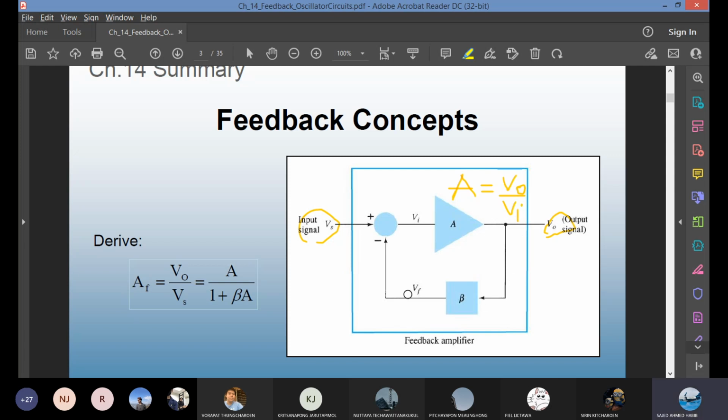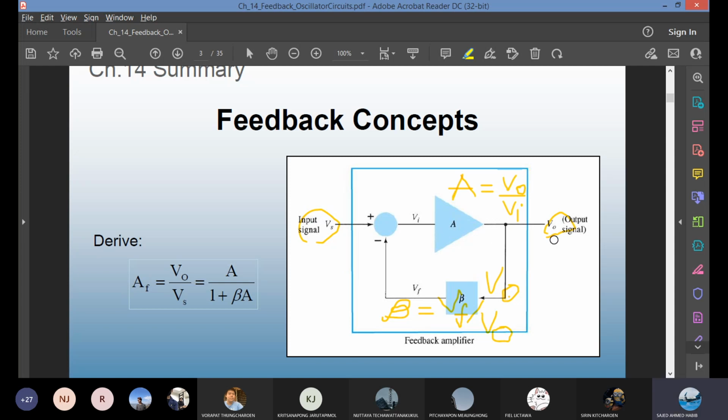V out goes here, Vf goes here, so beta is what? Vf over V out, because V out is the input to beta. V out is coming here. It is output divided by input, so Vf over V out. So Vf equals beta times V out, and V out equals A times Vi.